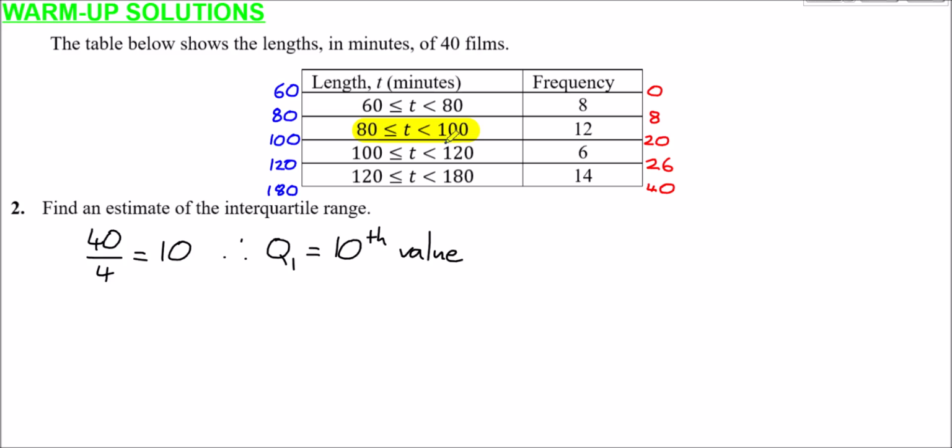So what we need to think about now is which number value it would be. Well, this interval starts after the 8th value. If we're after the 10th value in the whole data set, and this one starts after the 8th, then the 10th value will be the second in this one. 10 take 8 is 2. So therefore we can say that Q1 is going to be the second value out of a total of 12 in this interval.